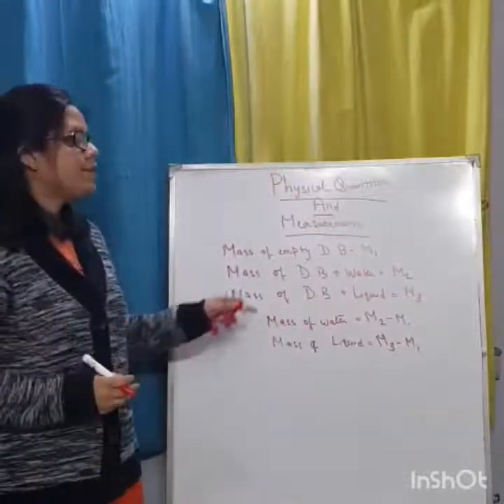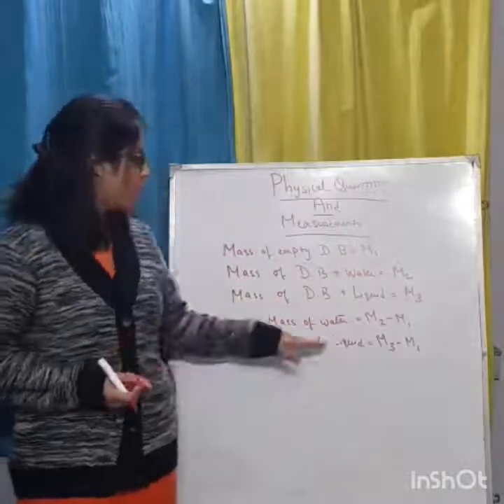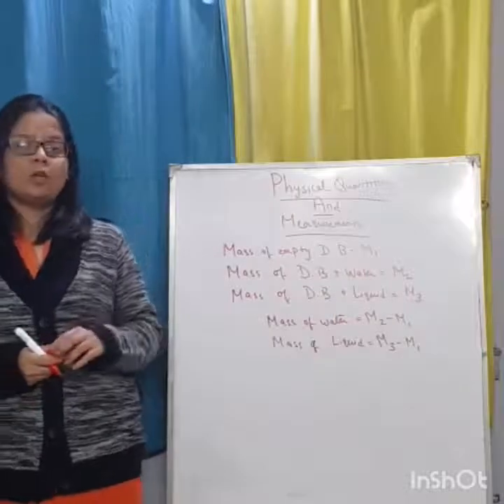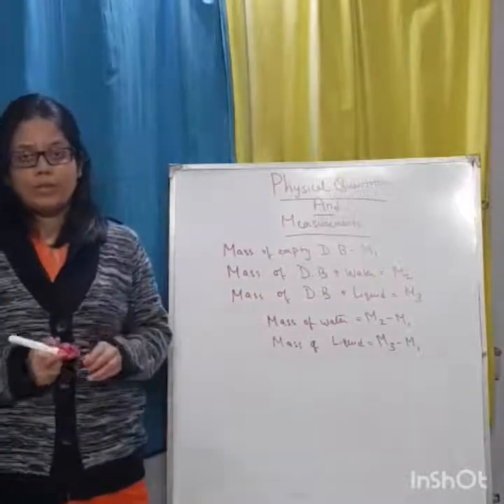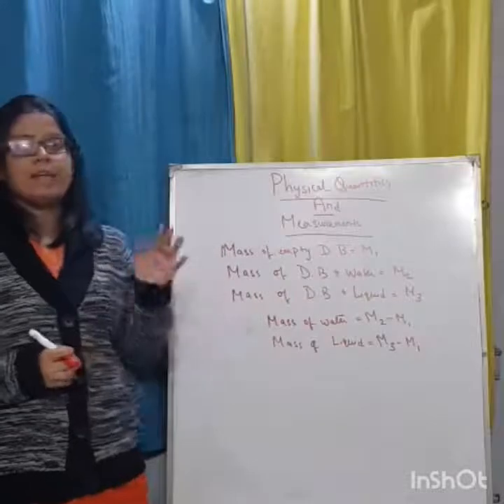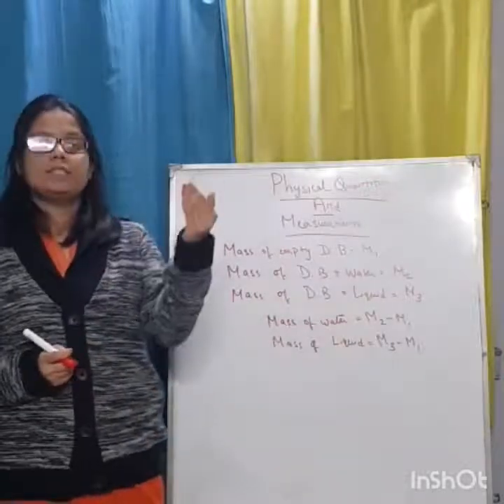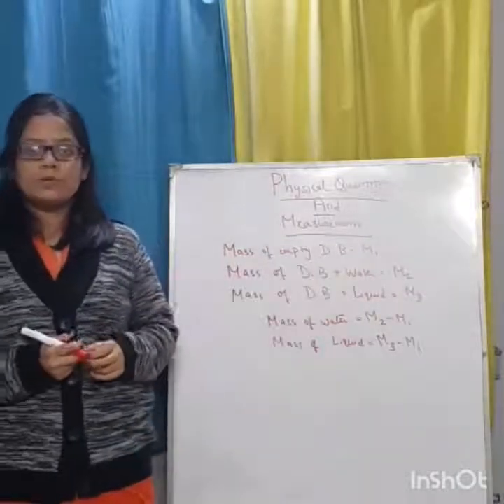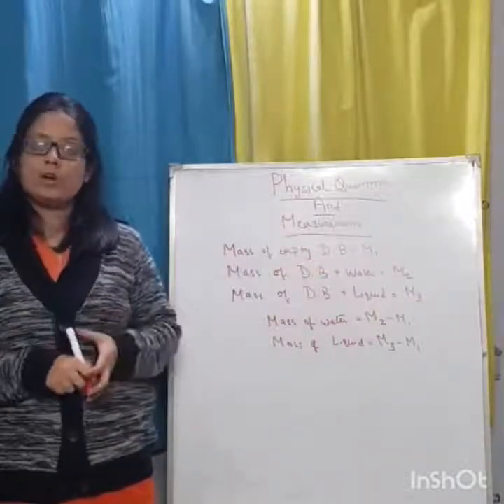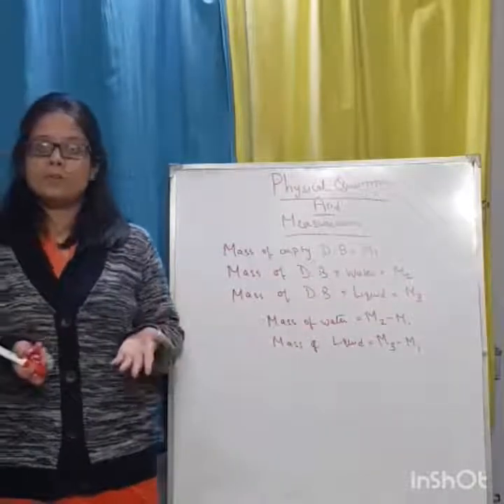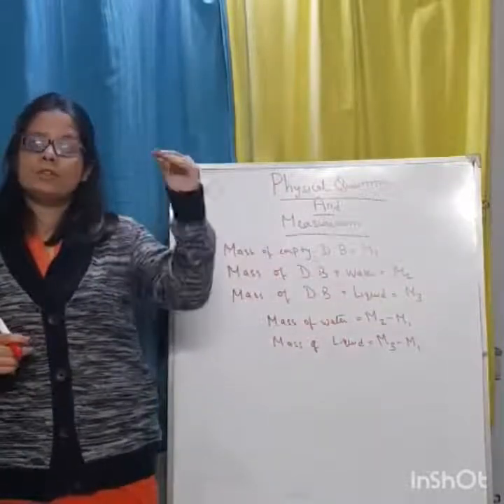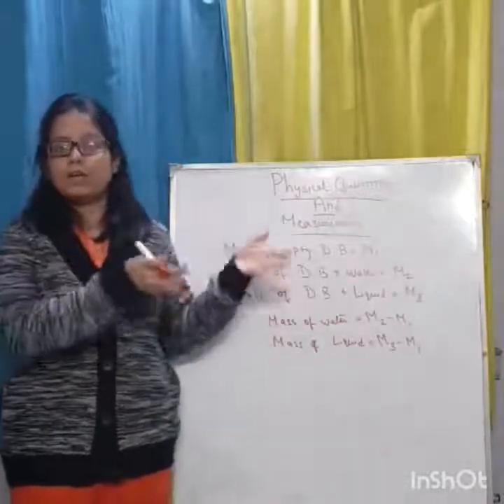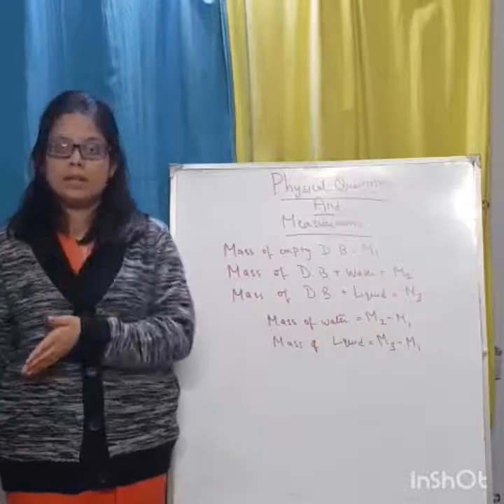Now see, we want to find the density of the liquid. We already have found the mass of the liquid. The mass of the liquid is M3 minus M1. We just need to find the volume of the liquid. What is the volume of the liquid? Now, the volume of the liquid which is filled to the fullest extent in the density bottle will be equal to the volume of the water which had been filled previously in the density bottle to the fullest extent. Both of their volumes will be same because both of them have been filled to the fullest extent inside the same density bottle. So whatever was the volume of water in the density bottle, same will be the volume of the liquid in the density bottle.